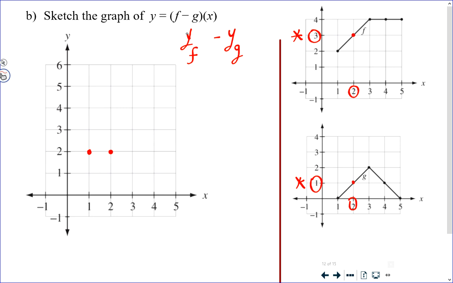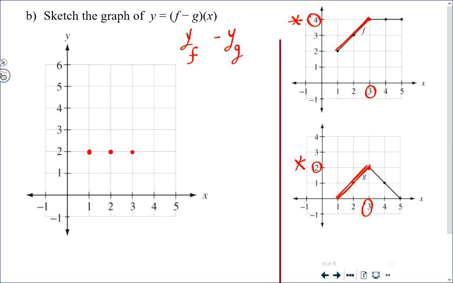Moving on, let's take a look at when x is 3. When x is 3, the y coordinate of f is 4. When x is 3, the y coordinate of g is 2. So we have to take the y coordinate of f minus the y coordinate of g. 4 minus 2 is 2. By the way, the reason we're getting a whole bunch of 2's here is that this line segment runs parallel to this line segment, so the difference vertically between them is always 2.